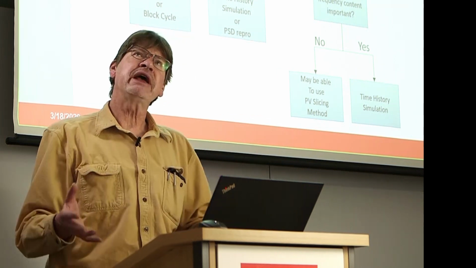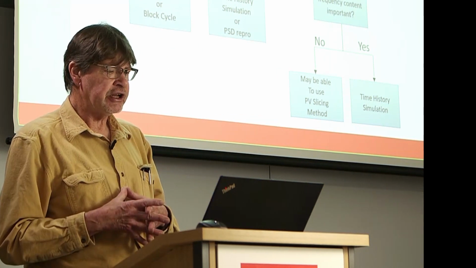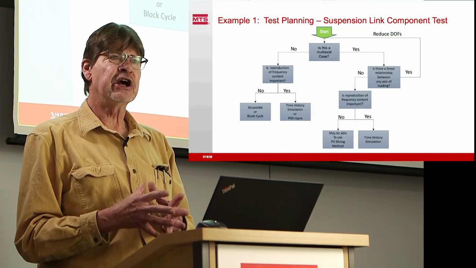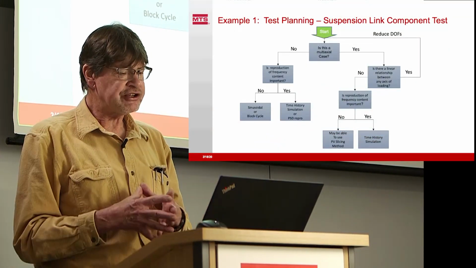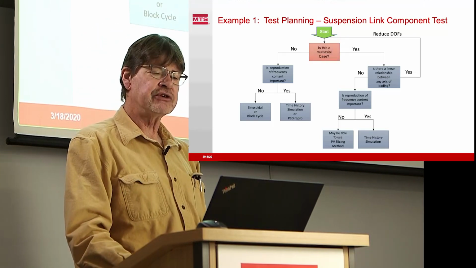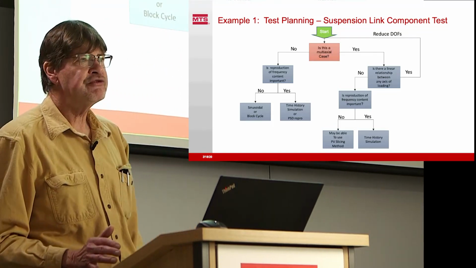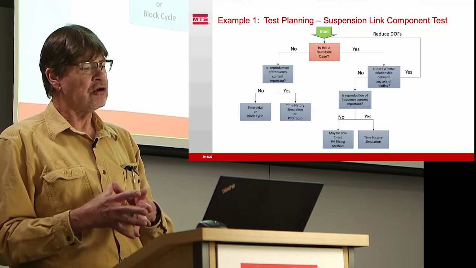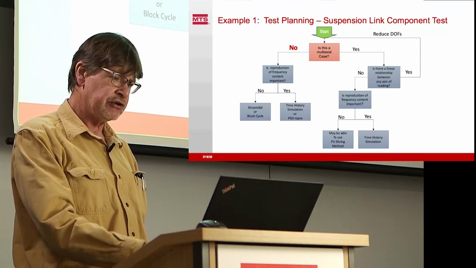So if we're going to plan our suspension link component test, we can use this fairly simple decision tree to help us decide what complexity level we're going to need to run this test. First question, is this a multi-axial case? Well, we've said this is tension compression, uniaxial loading only, so no, this is not a multi-axial case.